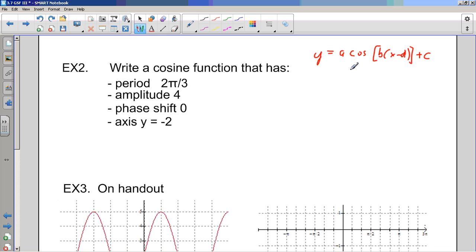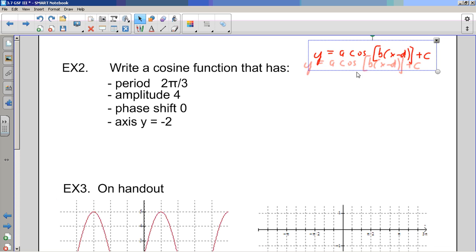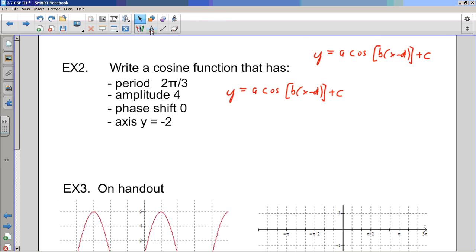So really, all we're doing then is we're grabbing this and having to fill in the blanks, right? That's it. That's what we need to do. So let's figure this out. Once we have these 4 things, we'll be done.